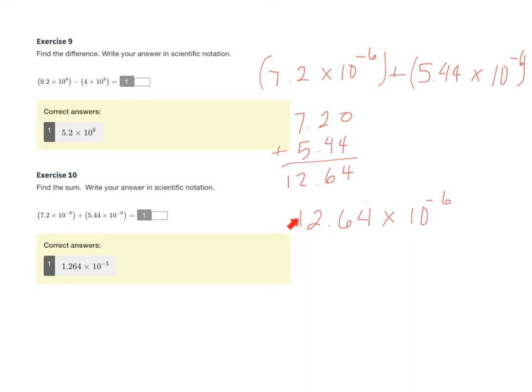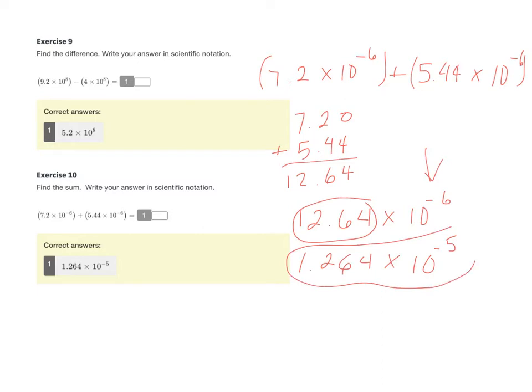But we can change it, and we talked about this in the lesson today. We're going to move the decimal point to make it smaller. So 12 is too big. If we move that decimal point here, we've made this whole number smaller. So now it's going to be 1.264. Now if you make this number smaller, this number has to get 1 larger. And so what is one number larger than negative 6? It's negative 5. 1.264 times 10 to the negative 5th.